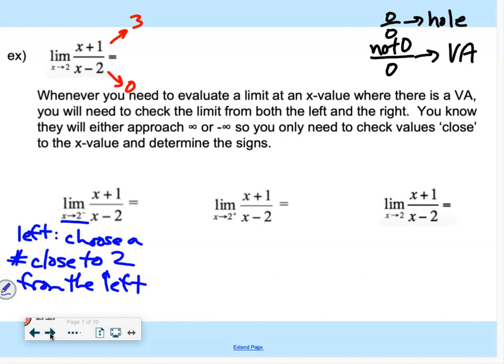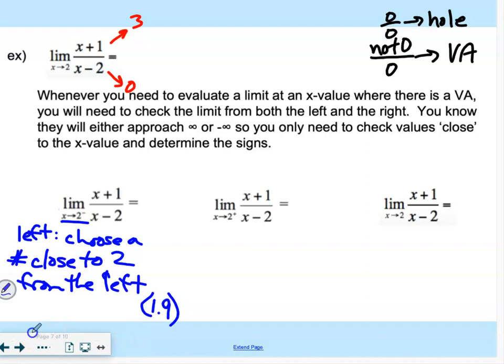1.9 is fine. 1.99 is beautiful. So I would pick something like 1.9. If you go about 0.1 away, you're guaranteed to be fine. All right, so you pick a number close to 2 from the left, like 1.9.